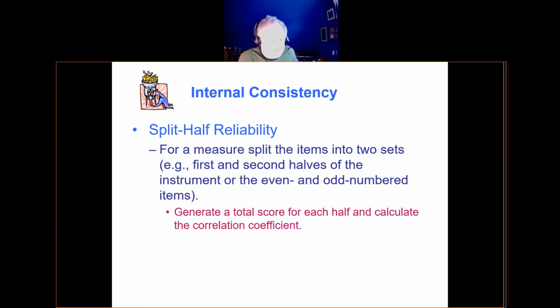You can split it in half, first half, second half. You can do odds and evens, where you create a score for the odd items and a score for the even items. And if your test has internal consistency or internal reliability, then the two should correlate very well.